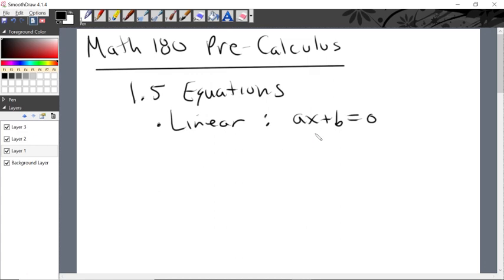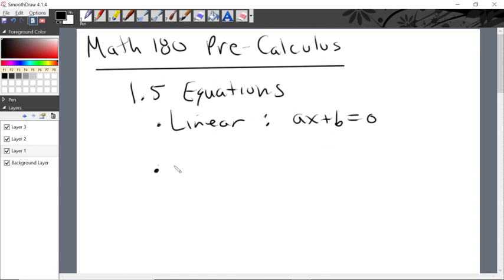Solving linear equations can be done by putting them in this form, ax plus b is equal to 0, and then solving for the variable x by using the addition and multiplication properties of equality that you learned in algebra class. Right? We can add any number to both sides. We can multiply any number by both sides of an equation, and it still balances. Right? We'll take a look at some examples of linear equations.